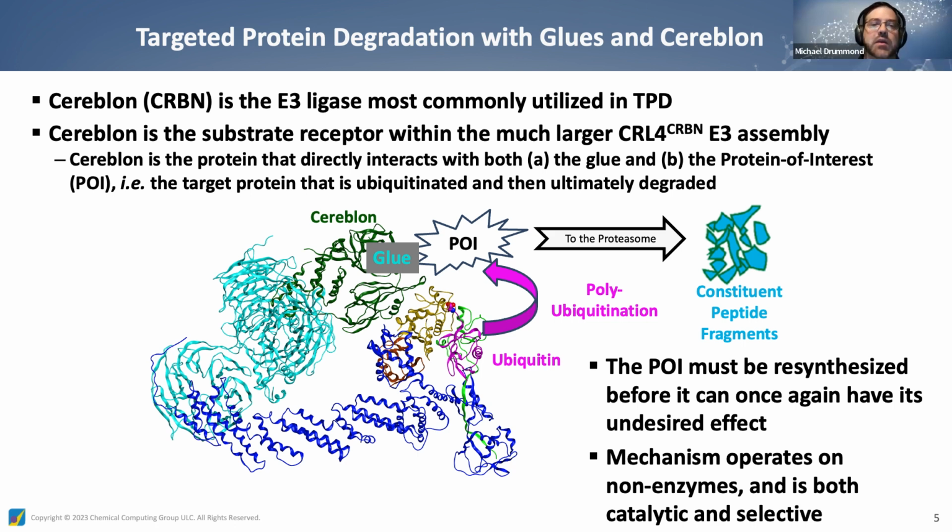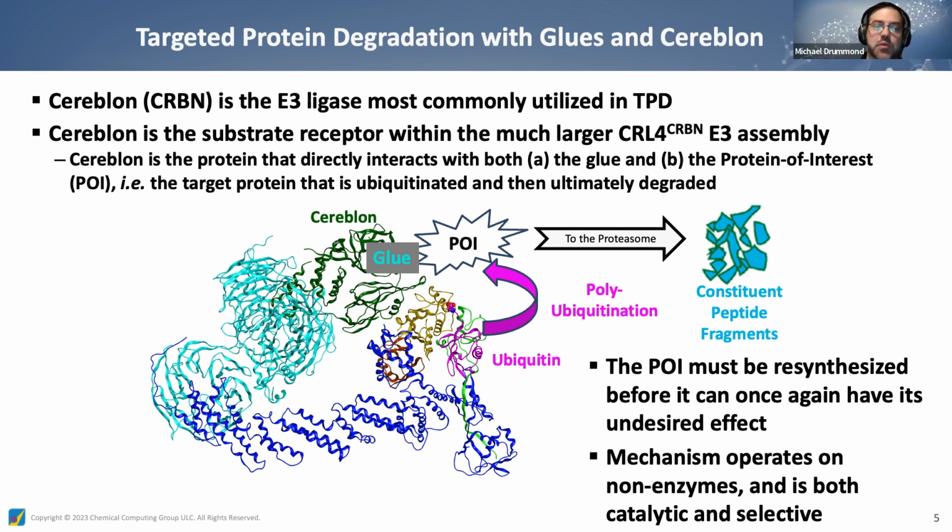So what does this all mean? What is cereblon? What's an E3 ligase? Cereblon, shown here in green, is just one part of a much larger assembly known as the CRL4 cereblon E3 ligase assembly. And this whole mess of assembled proteins, its entire job endogenously is to bind to a protein of interest, and then ubiquitin gets transferred over to that protein of interest, that POI.